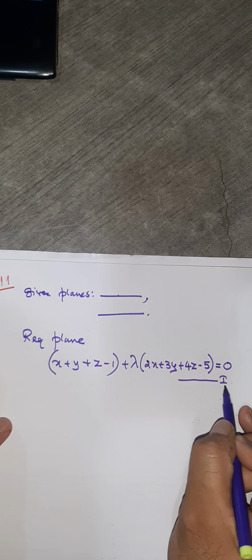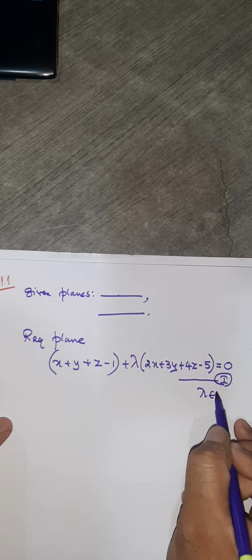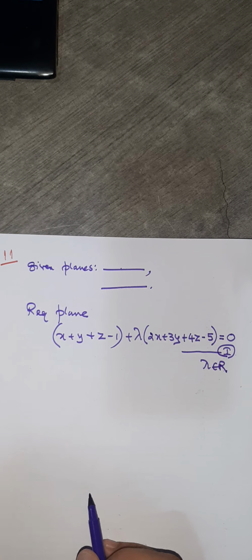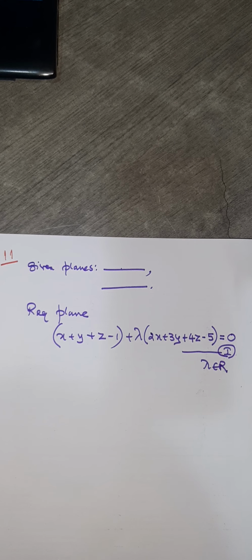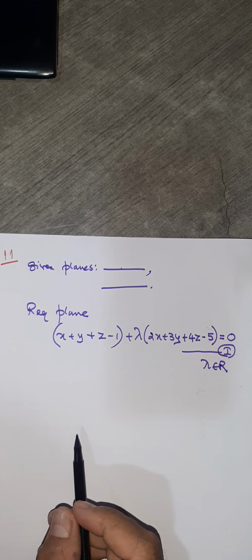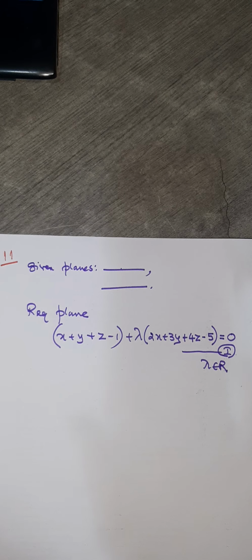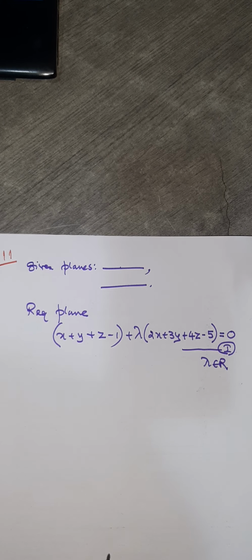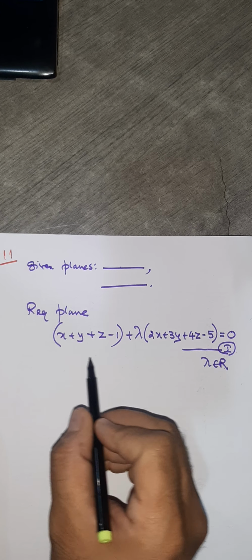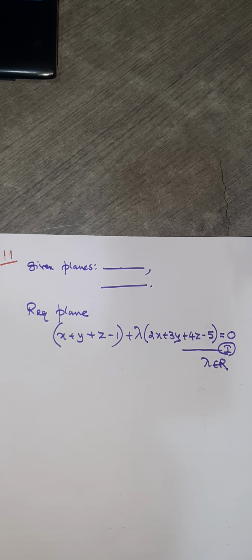We call this equation number 1, and lambda is a scalar which we need to find from the condition given in the question. Now which condition are you given here? That the required plane is perpendicular to this plane. The required plane and the given plane are perpendicular, so I need the normal to this plane. So I'll rewrite this equation in ax plus by plus cz form.